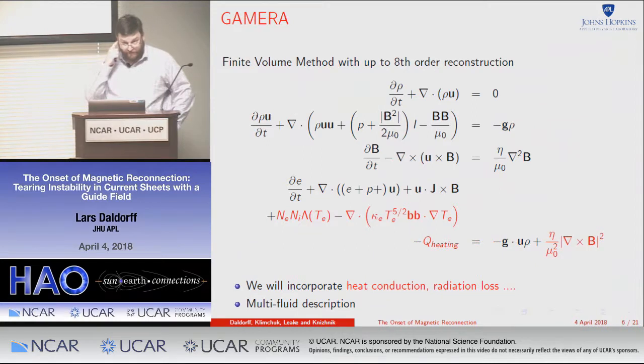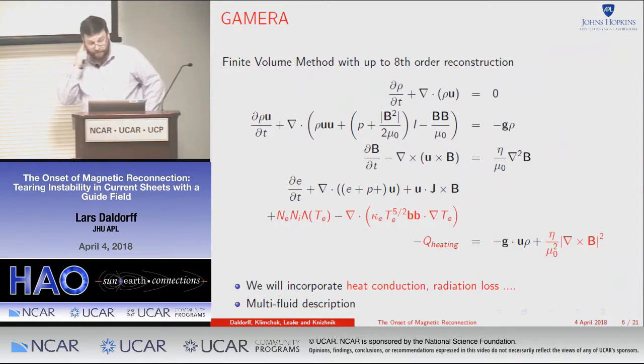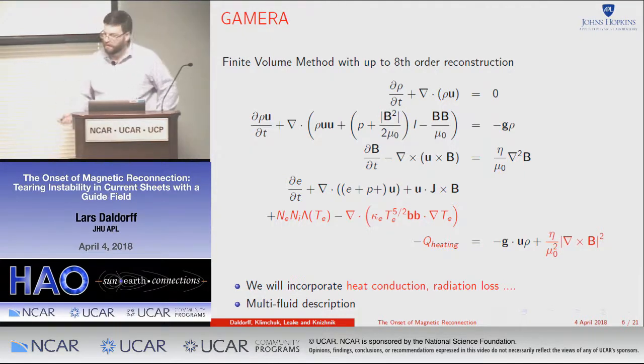The other code, and the one I'm also a co-developer of, is the GAMERA code. It's a finite volume method using up to eighth-order reconstruction. That gave us a lot of help with regard to gradients and gave good properties to the code. What is implemented today is standard resistive MHD. We also have gravity, and we also have a resistive diffusion of the magnetic field. We have not included the ohmic heating term. I'll come back to why later.